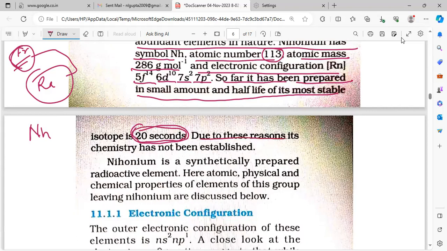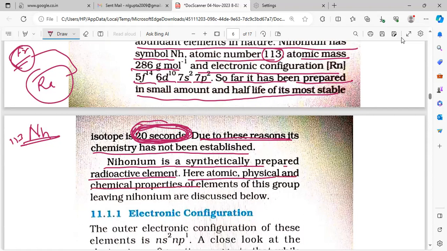Due to these reasons, its chemistry has not been established. So Nh is an element whose chemistry is not established. Why? In 20 seconds, what can you study? You cannot study all the properties in 20 seconds. Nihonium is a synthetically prepared radioactive element. The atomic, physical and chemical properties of the elements of the group, leaving nihonium, are discussed below. So we are not discussing nihonium, because its chemistry is not established till now.